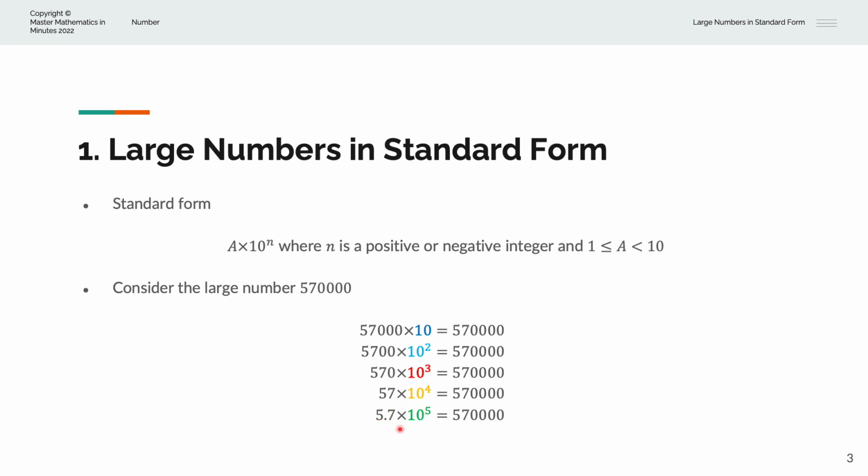So this form is in standard form. We have 5.7 as being equal to a, and it lies between these two numbers here. It's greater than or equal to 1 and less than 10, being 5.7. And we multiply that by 10 to the power of 5. So 5 is a positive integer. So this final form is what we call standard form. So when you're given a really large number, you can write that in standard form.